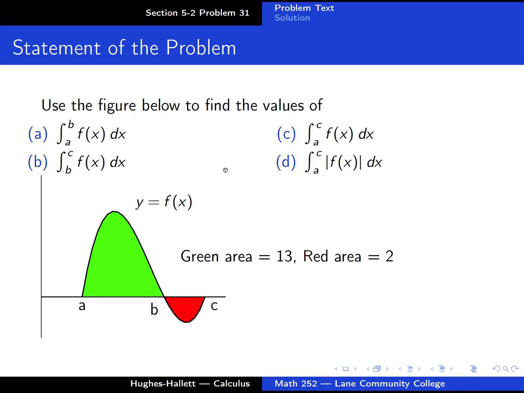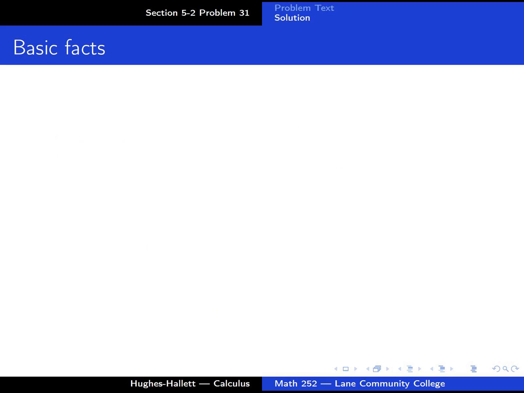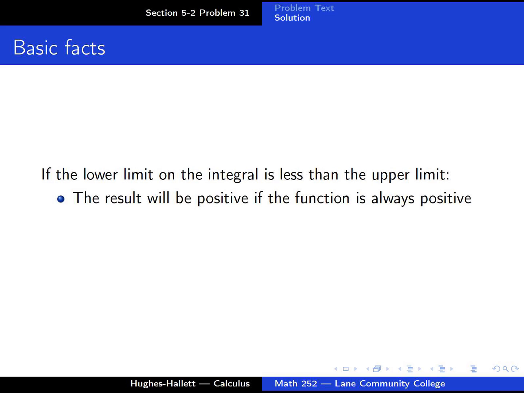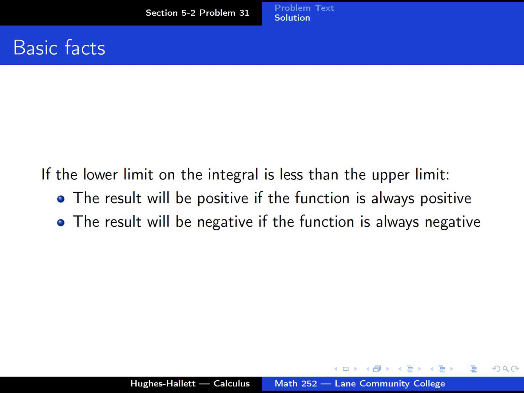Now the thing you need to remember, and the thing we're going to need in order to find these integrals, is that when the lower limit of the integral is less than the upper limit, which is the usual case, that's how you typically set up an integral, then the result is going to be positive if the function is always positive. It's going to be giving you back area. However, it's going to come out negative if the function is always negative between those two limits. So you'll get the area, but with a minus sign in front of it. And that's the situation they set up here.